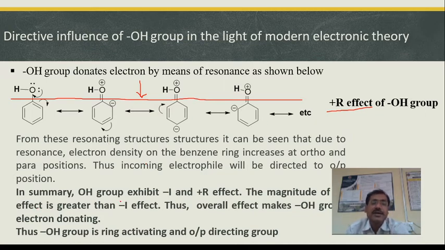So what is happening? There are two effects operating. One of them is electron withdrawing, the other one is electron donating. There is one minus effect, so minus I, and the second effect is plus R, and the overall effect is what? The magnitude of plus R effect is higher than minus I effect. So overall effect is what? Plus. Plus means electron donating.